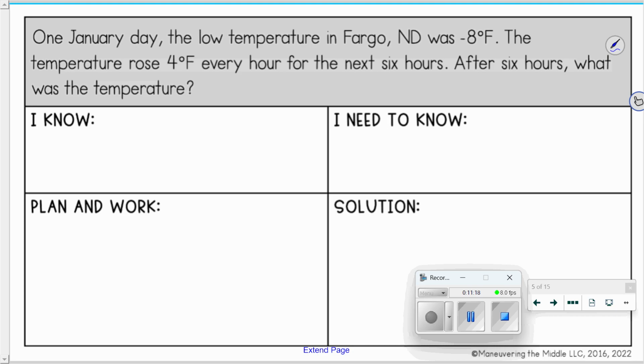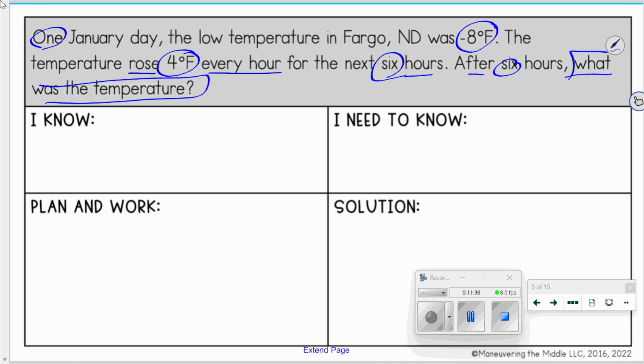On one January day, the low temperature in Fargo, North Dakota was a negative 8 degrees Fahrenheit. The temperature rose 4 degrees every hour for the next 6 hours. After 6 hours, what was the temperature? There's my question. So, what do we know? Allison? That the temperature we have right now is negative 8 degrees. Okay, good. So we start at negative 8.